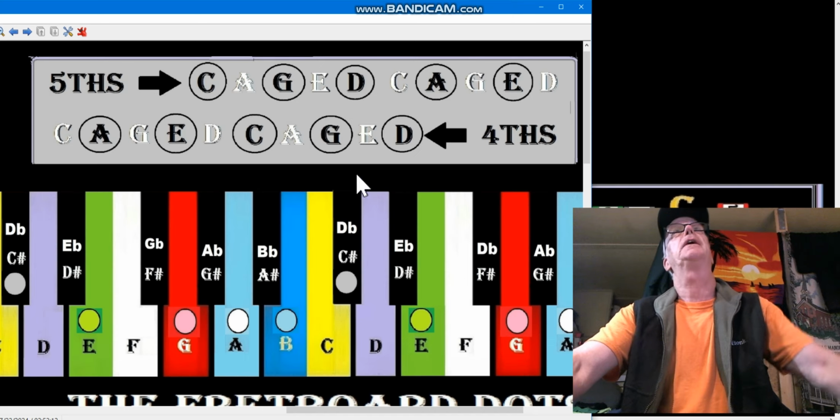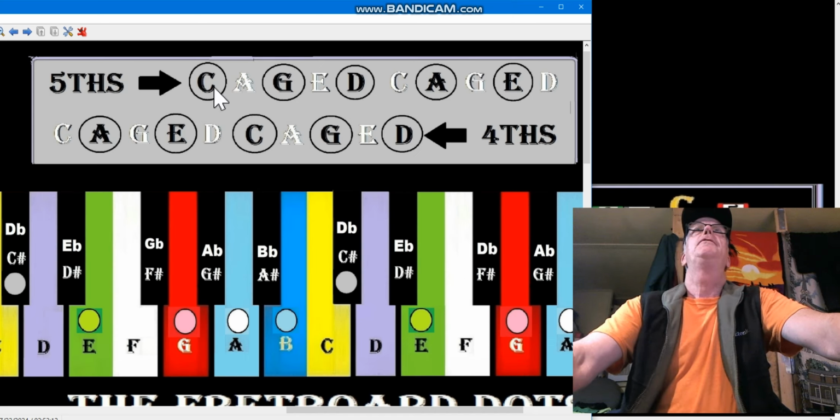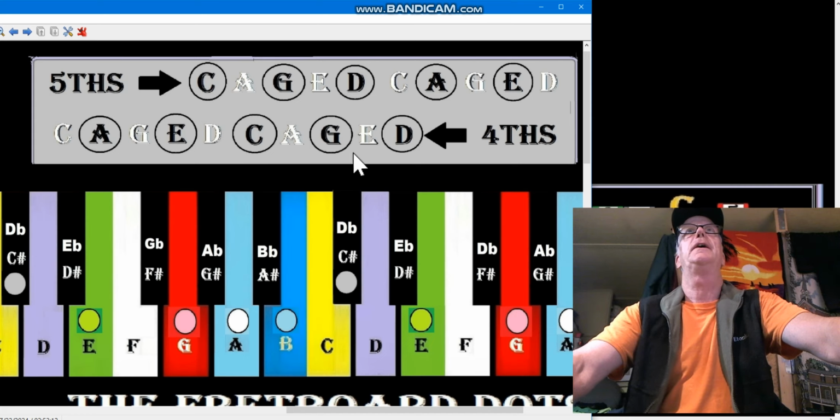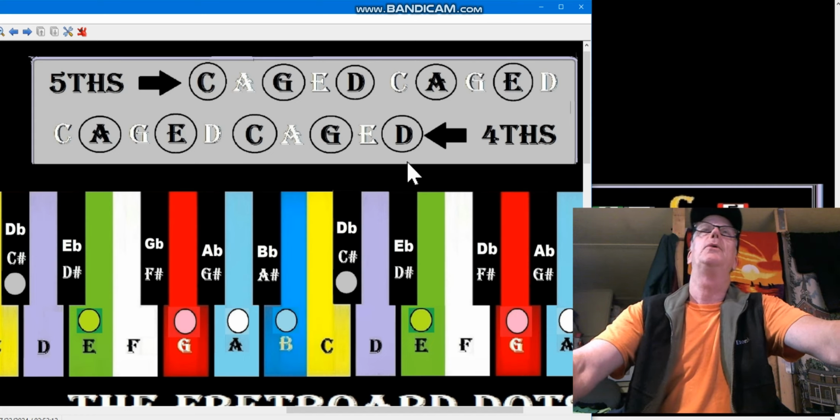But let's not get distracted. When we go in fourths, it's going D, G, C, E, A, even though the caged word is there. We're just doing the caged word backwards.